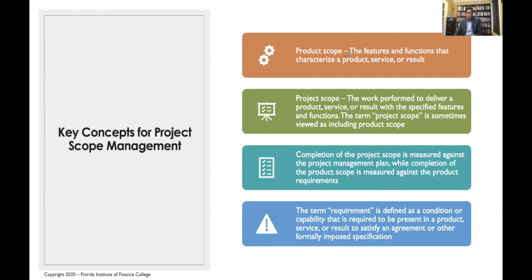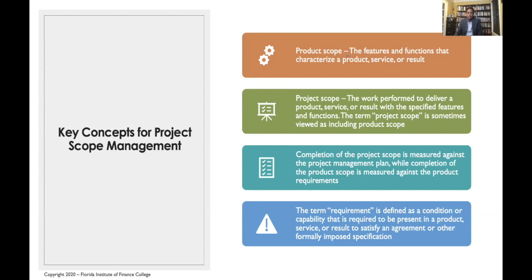That means that the features mean what is included in that product. The project scope, on the other side, is the work performed to deliver a product, a service, or result with the specified features and functions. Because whenever we talk about project scope, it is sometimes viewed as including the product scope, because at the end of the day, you may probably produce a product, but the process of delivering that is a project.